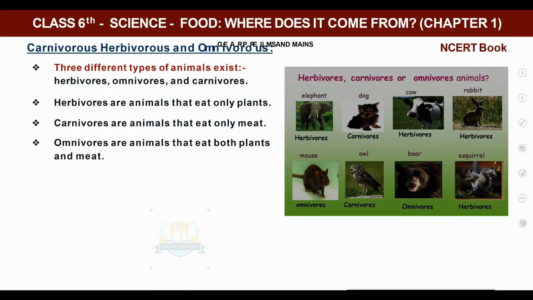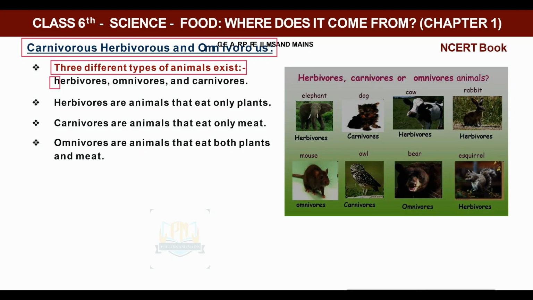Here there are carnivores, herbivores and omnivores, which we have seen. Carnivorous, herbivorous, omnivorous. So there are three different types of animals, and they exist on the basis of what food they eat. Three different types of animals exist on the basis of food habit.